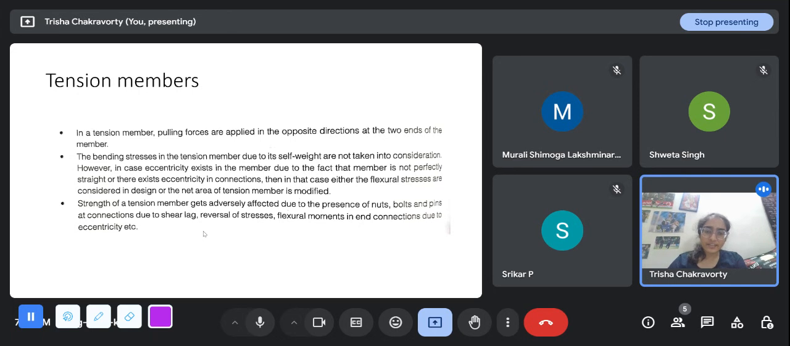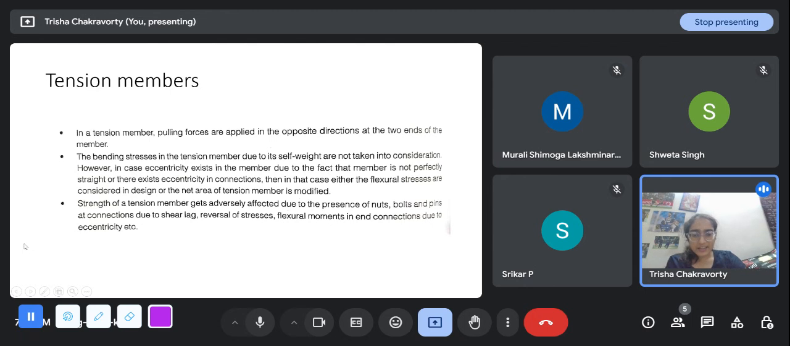However, in case eccentricity exists in the member because the member is not perfectly straight, or there exists eccentricity in the connections, as we have seen in the last class, sometimes the connection is such that the force is applied with an eccentricity. The force is applied at a certain distance from the CG of the connections, so there is an eccentricity in the loading or in the connections. In that case, either the flexural stresses are considered in design, or the net area of the tension member is modified. Flexural stress means bending stress.